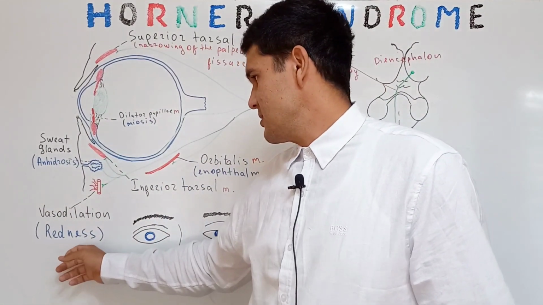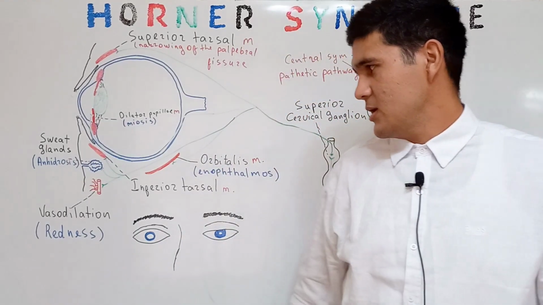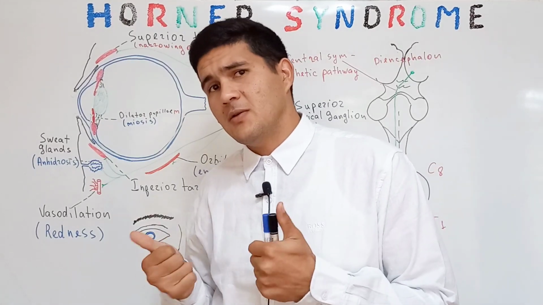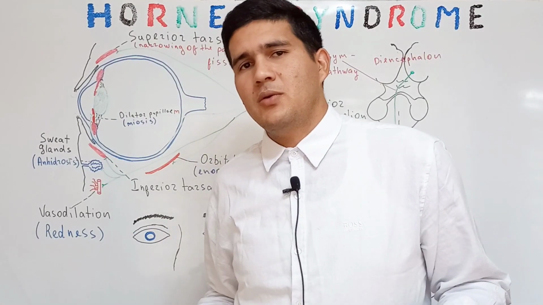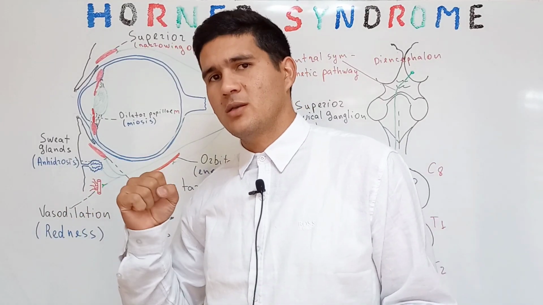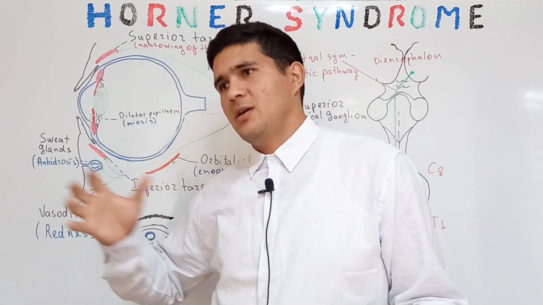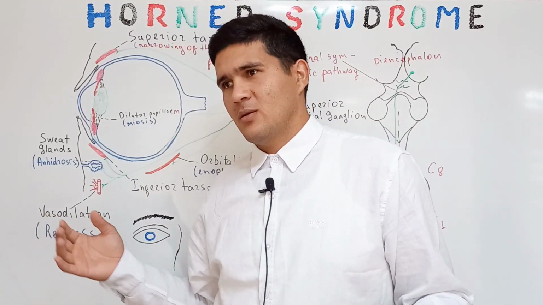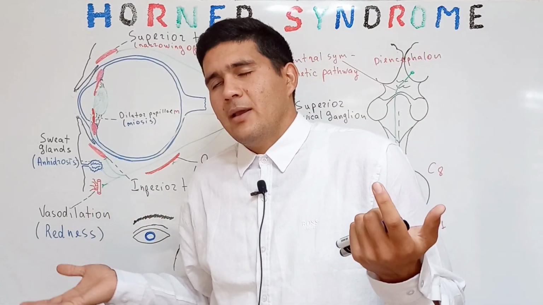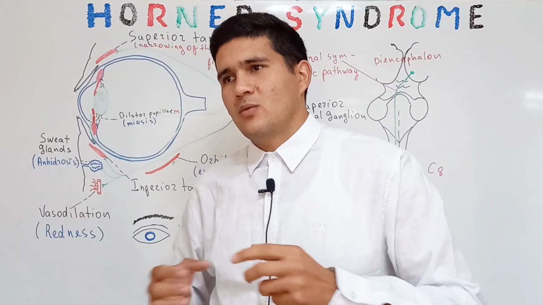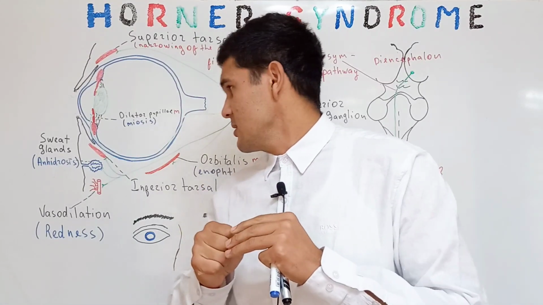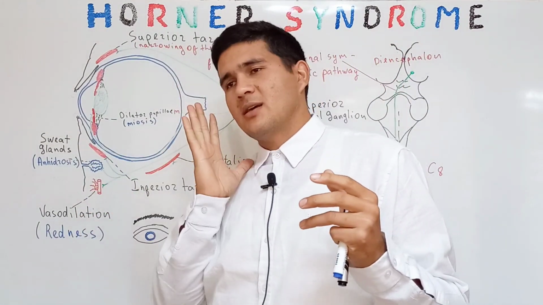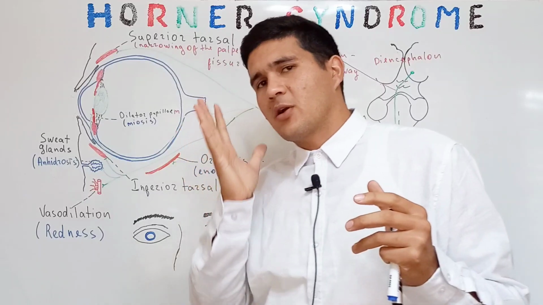And the vasodilation. Vasodilation is due to lack of constriction of the blood vessels. The main function of the sympathetic nervous system is constricting the blood vessels. Without sympathetic innervation, blood vessels couldn't constrict and vasodilation may occur, and the affected side of the face becomes red.